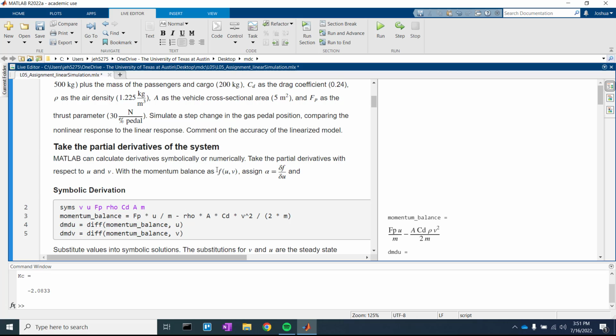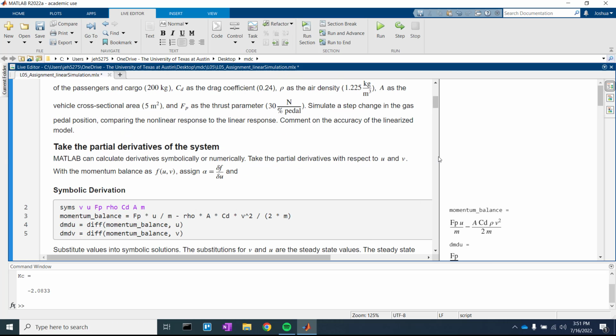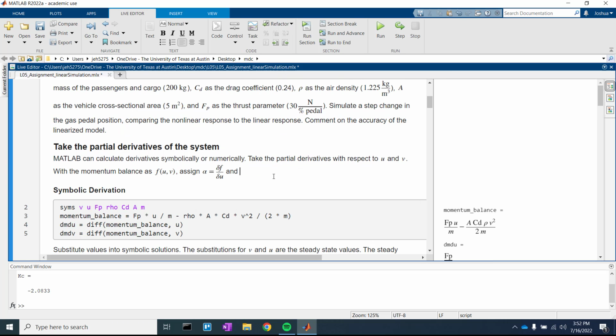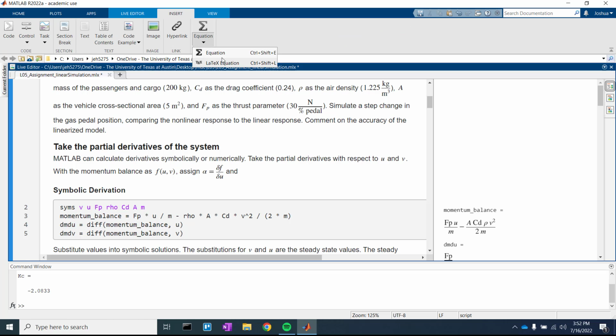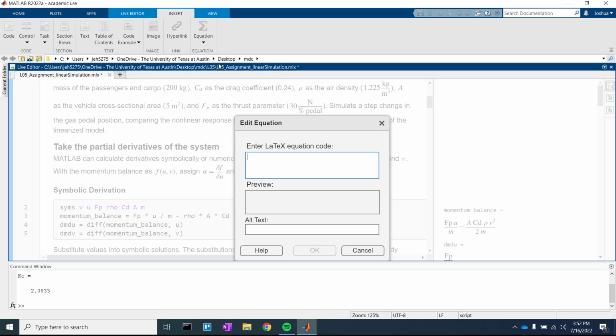So the momentum balance is some function of u and v, and we'll assign alpha as the derivative of f with respect to u. And I don't see it, so that's kind of embarrassing, so we'll go ahead and type it. I'll come over here. We need some beta, which is equal to a frac, and I have two backslashes, that's why.